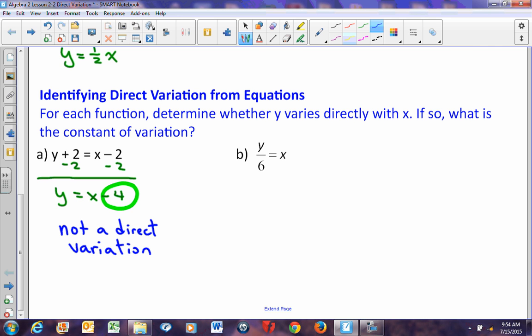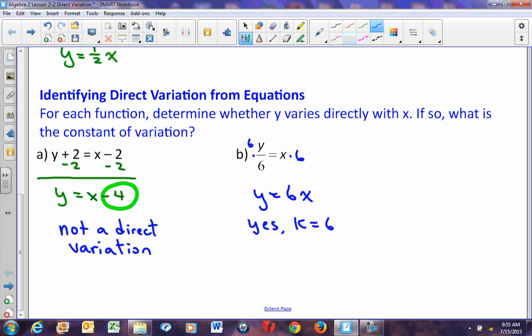If we look at this one, y divided by 6 equals x. First thing we have to do is solve this for y, so we multiply both sides by 6. So I will get y equals 6x, and yes, it is a direct variation, because there's nothing added or subtracted, it's only multiplied. My constant of variation is 6, and that's all we needed for this particular problem.